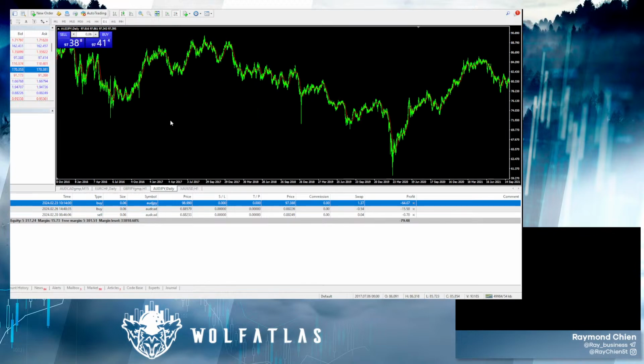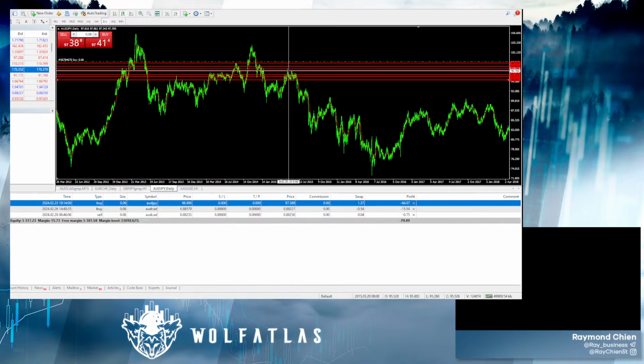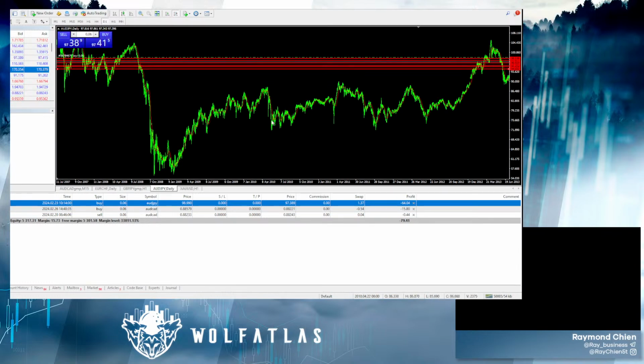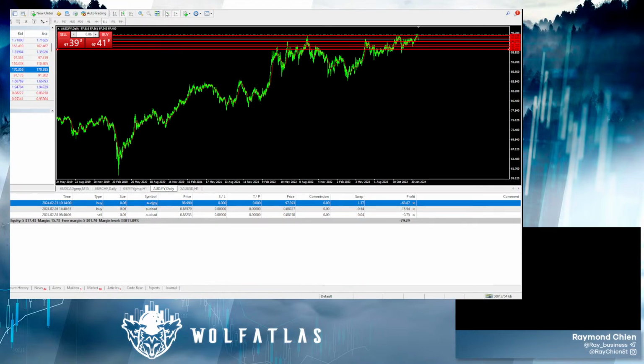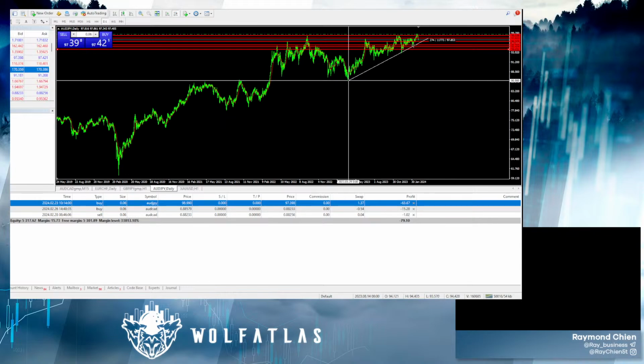So you see, for example, the last time it ever touched any of these support resistance zones was back in 2015, 2014, 2013, 2012, 2008. So these are not very strong bullish zones. But one of the things that we can be very confident in is that as of right now, it is more bullish versus bearish on AUD/JPY, the overall long-term trend. So that's number one.